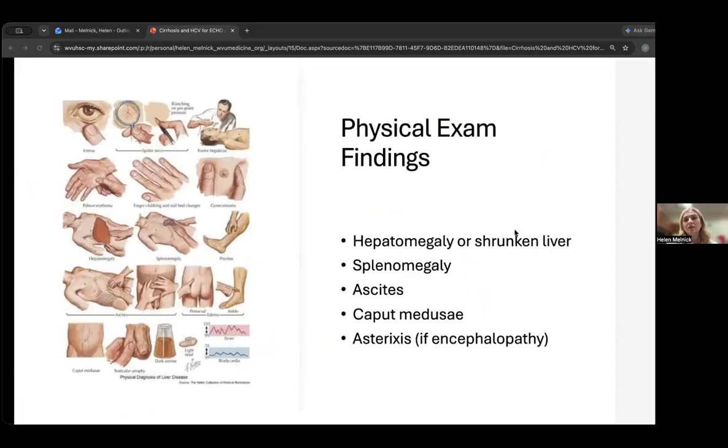On exam, you may find hepatomegaly early on or a small shrunken liver in late disease. Splenomegaly suggests portal hypertension. Ascites, caput medusae, which is the appearance of swollen, engorged veins radiating outward from the belly button across the abdomen, and asterixis indicate decompensation. Asterixis in particular is a hallmark of hepatic encephalopathy.